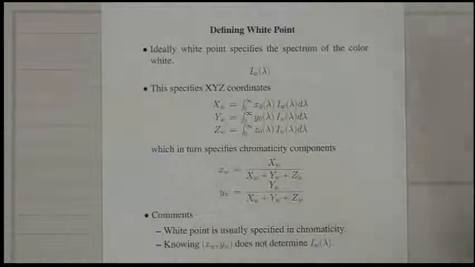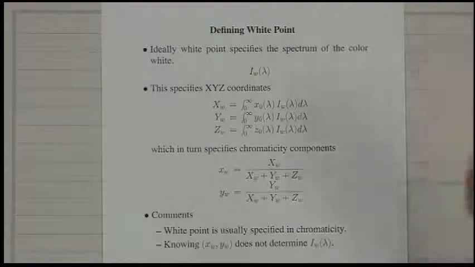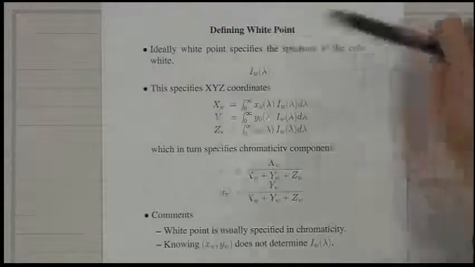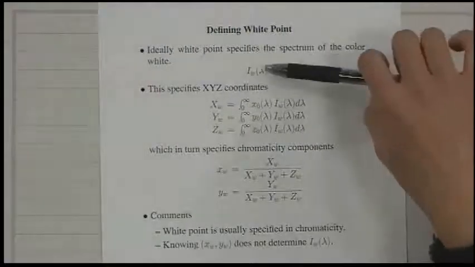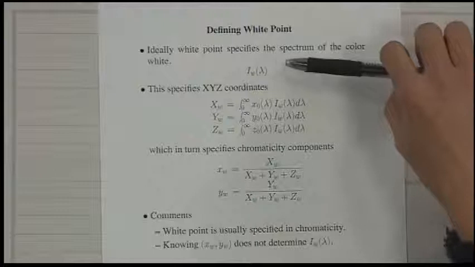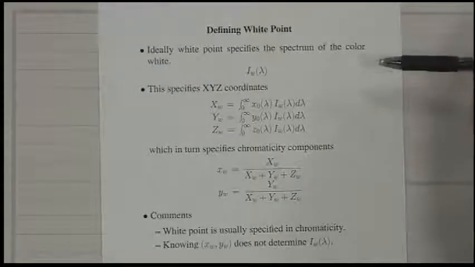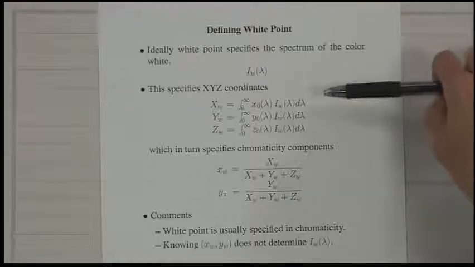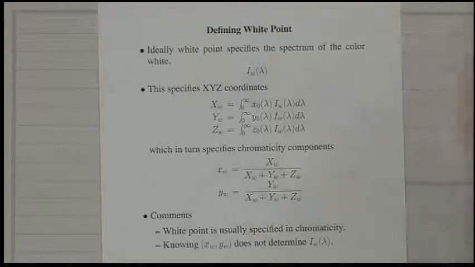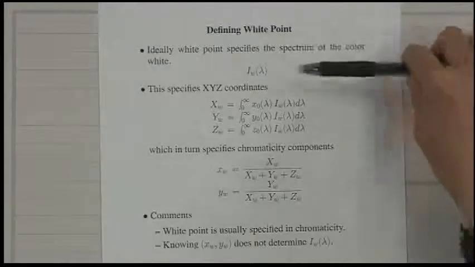Defining the white point. When we talk about the white point, we are choosing a particular light stimulus and calling it a particular white point. A full specification of the white point is given by the power spectrum of the light, so we have I_W(lambda) here. There can be several commonly used white points, and the full specification of each is given by its power spectrum.